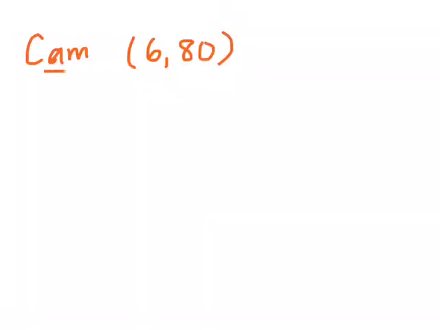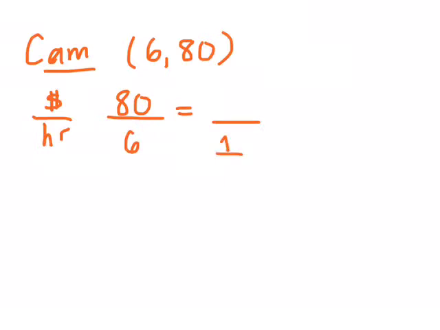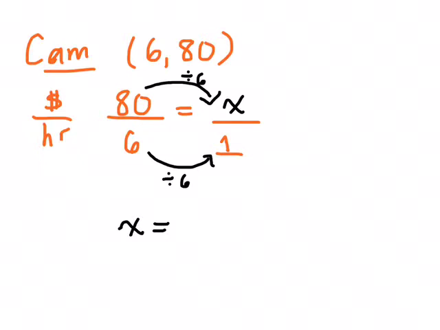Okay, the last one is Cam. Again, pay and hours. He makes $80 in 6 hours. We want to know how much he makes in 1 hour. I'll let you solve this one any way you want. So let's do scale factor again. Good. 6 divided by 6 is 1, which means I have to take 80 and divide it by 6. 80 divided by 6 gives us a repeating decimal, 13.33 with the 3 repeating. Let's round it off to $13.33. So he makes $13.33 per hour.